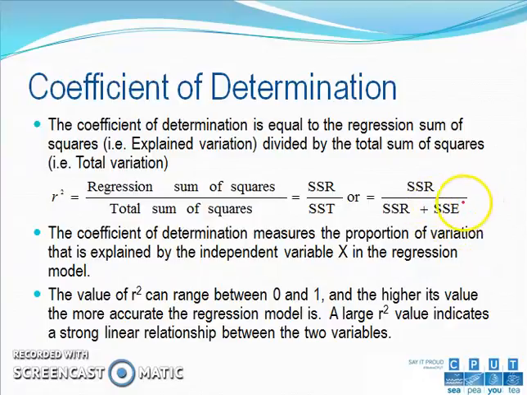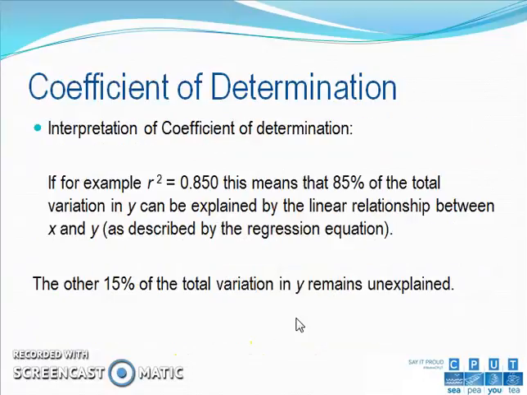If your SSE, or the error variation, is high, then this value will be less than 1 or significantly less than 1. And so a large R squared value, or a large coefficient of determination, indicates that there's a very strong linear relationship between the two variables.